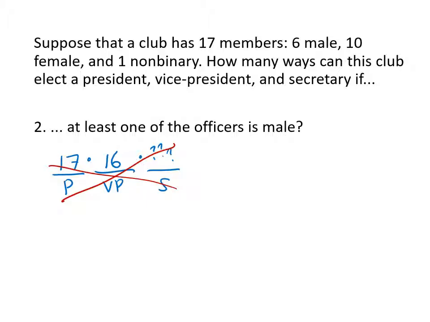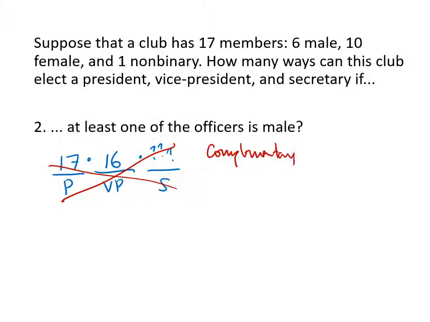Another way we could think about this is to think about breaking this up into several cases. Well, what if the president is the officer who's male? Well, then, again, the vice president could also be male, the secretary could also be male, and those cases would overlap in a lot of complicated ways. So instead, what we're going to do is solve the complementary problem.